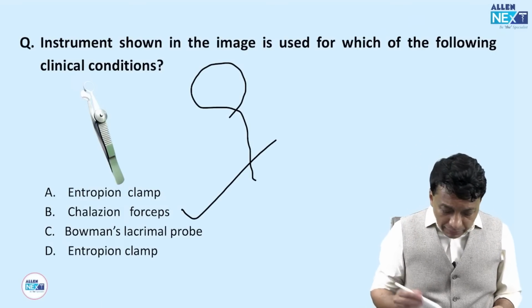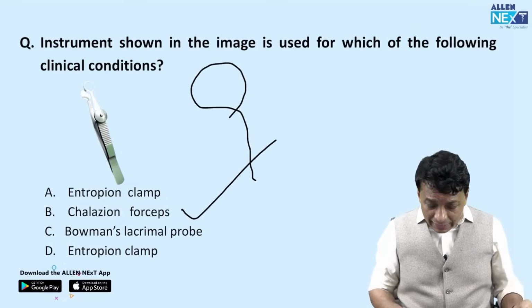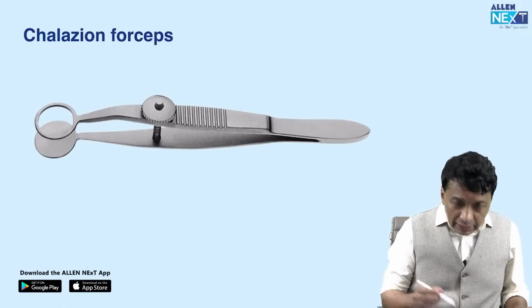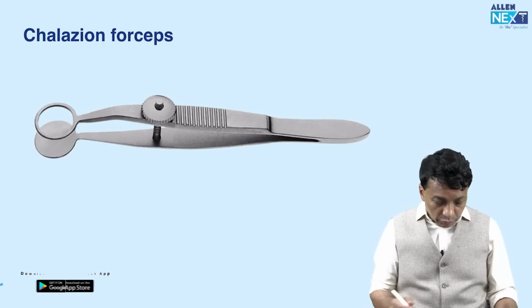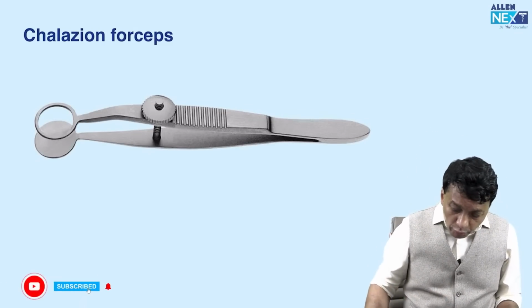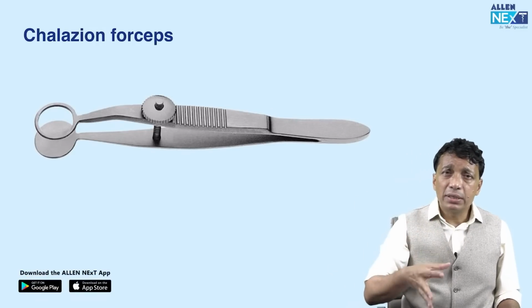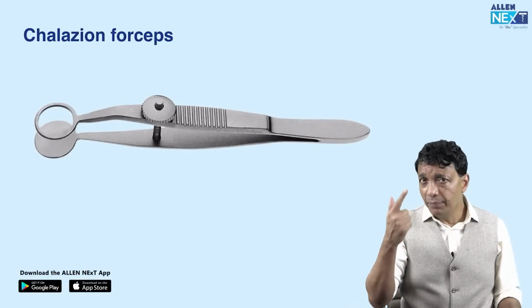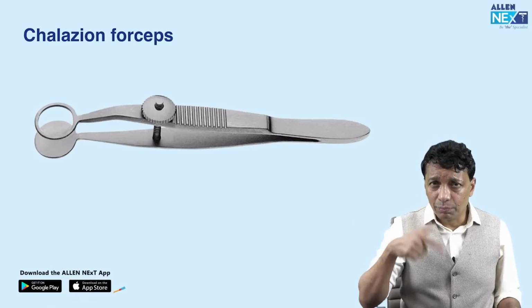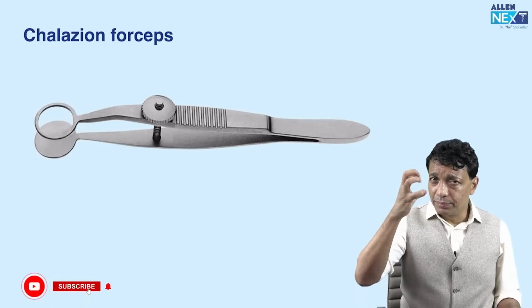Because you pick up the chalazion, you all know what a chalazion is. Let me show you a typical chalazion forceps. It looks like this, isn't it? You see this ring? So what we do, we grab the chalazion. You know, chalazion is a chronic granulomatous inflammatory mass of the Meibomian glands. The Meibomian glands get blocked and the secretions get blocked there.